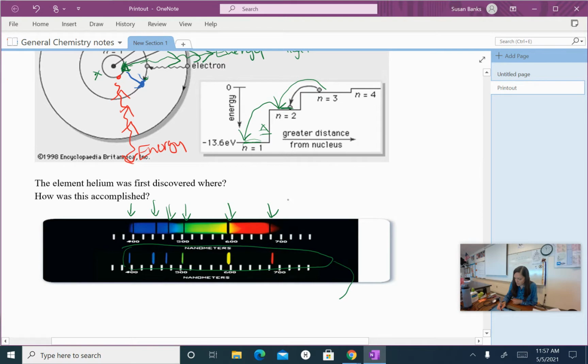So these on the top is the energy absorbed, and these visible light lines on the bottom are the energy given off as the electrons fall back down to a lower energy level.